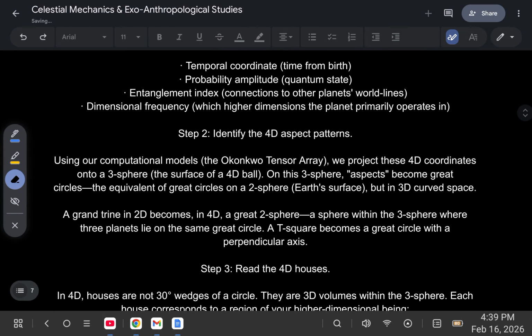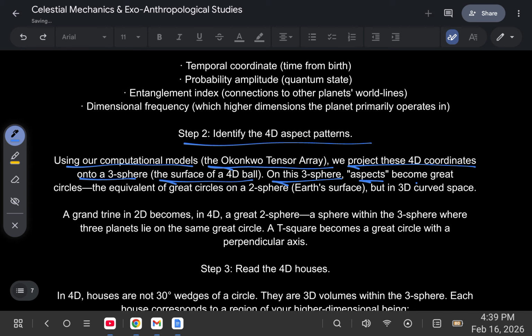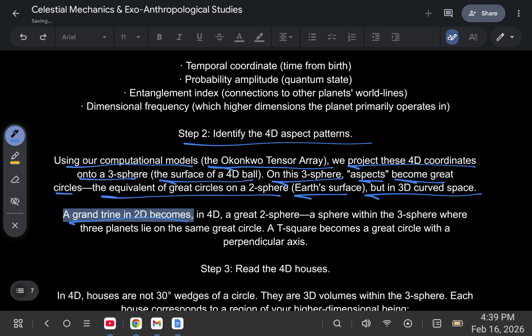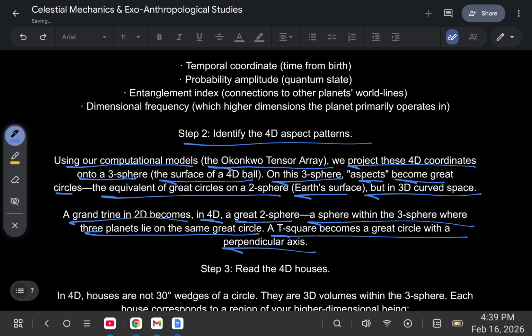Now let's look at step 2, which is identifying the 4D aspect patterns. So using our computational models, the Okonkwo tensor array, we project these 4D coordinates onto a 3-sphere, the surface of a 4D ball. On the 3-sphere, aspects become great circles, the equivalent of great circles on a 2-sphere Earth's surface, but in 3D curved space. A grand trine in 2D becomes in 4D a great 2-sphere, a sphere within the 3-sphere where 3 planets lie on the same great circle. A T-square becomes a great circle with a perpendicular axis.